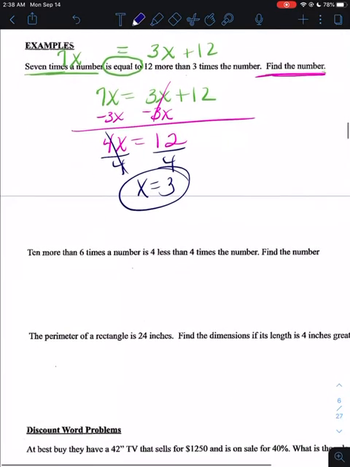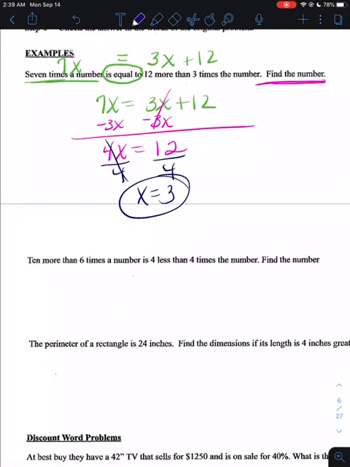All right, try the next example. All right, remember I talked about order. Look how I wrote 12 more than 3 times the number. See if you could try the next one.